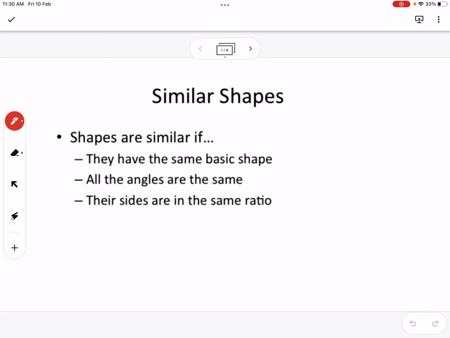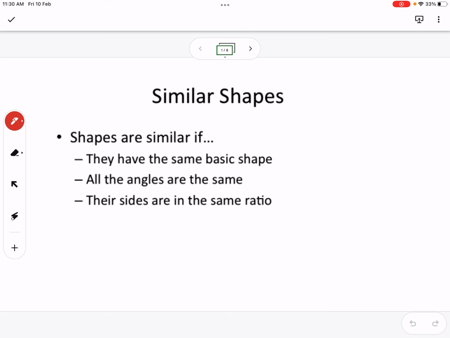So basically, what are similar shapes? Shapes are similar if they have the same basic shape. So if you had one shape which was a triangle, a similar shape would also have to be a triangle. It couldn't be a different shape. All the angles would need to be the same in the two different shapes for them to be similar to each other. And also the sides would need to be in the same ratio.